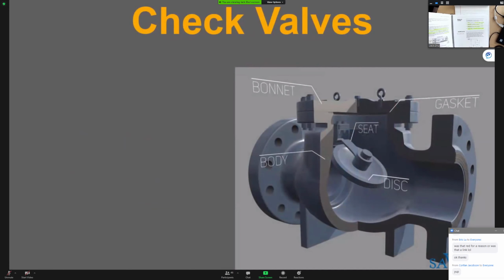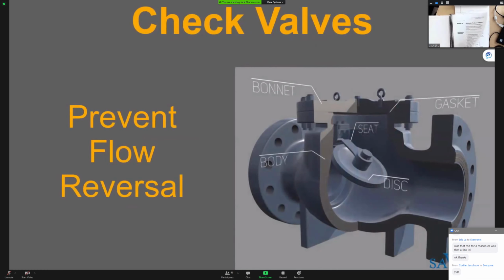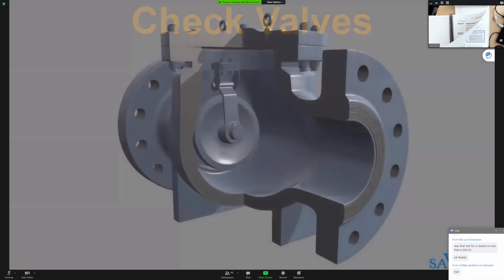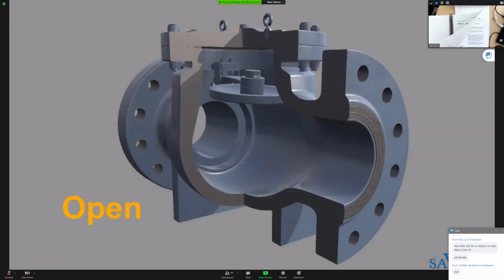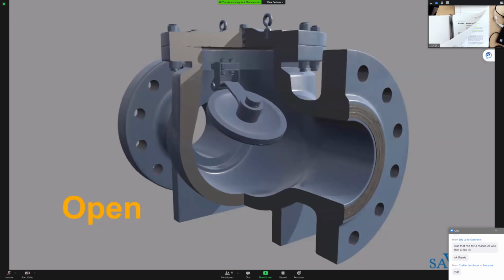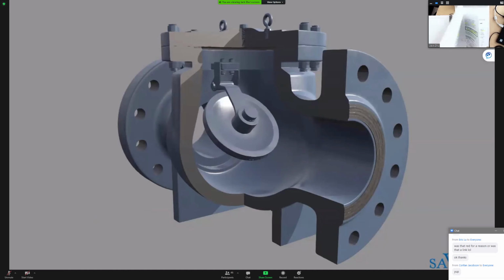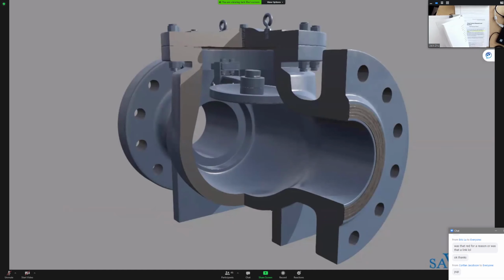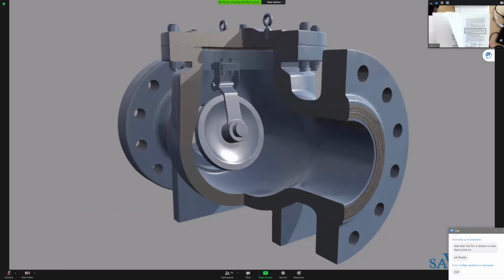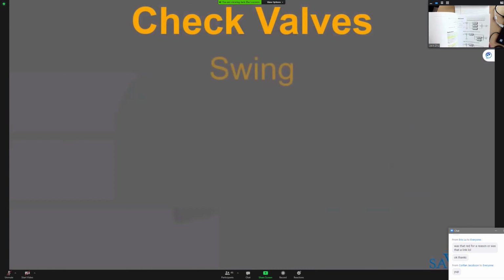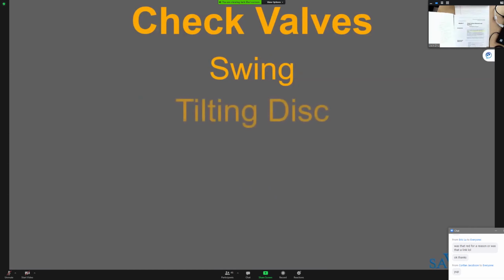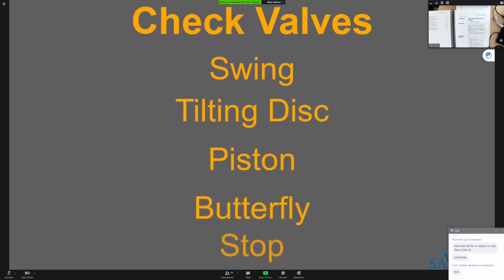Check valves are designed to prevent the reversal of flow in a piping system. These valves are activated by the flowing material in the pipeline. The pressure of the fluid passing through the system opens the valve, whilst any reversal of flow will close the valve. Closure is accomplished by the weight of the check mechanism, by back pressure, by a spring, or by any combination of these means. The most common type of check valves are the swing, tilting disc, piston, butterfly, and stop valves.